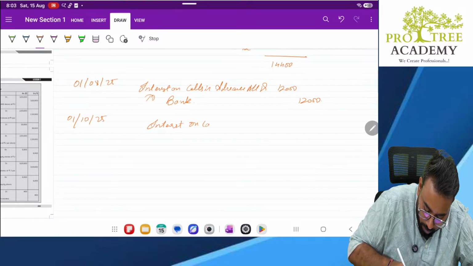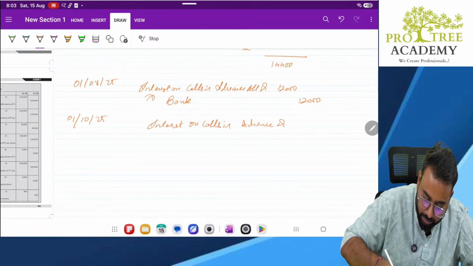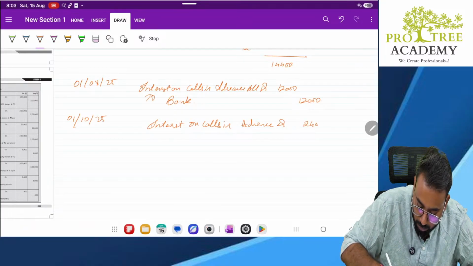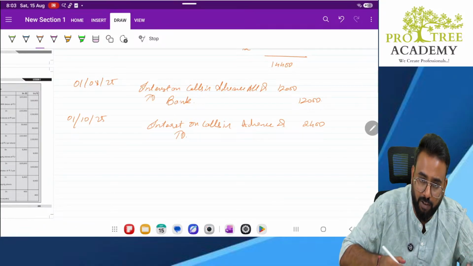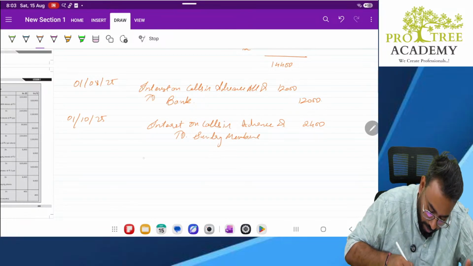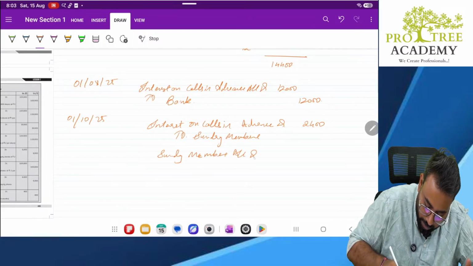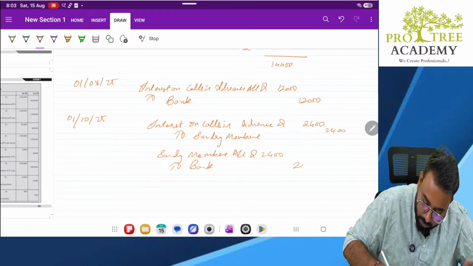Interest on calls in advance debit 2,400 to, suppose here we are not paying on the same day, at that time we'll do sundry members. Then here we'll do sundry members account debit 2,400 to bank account 2,400.